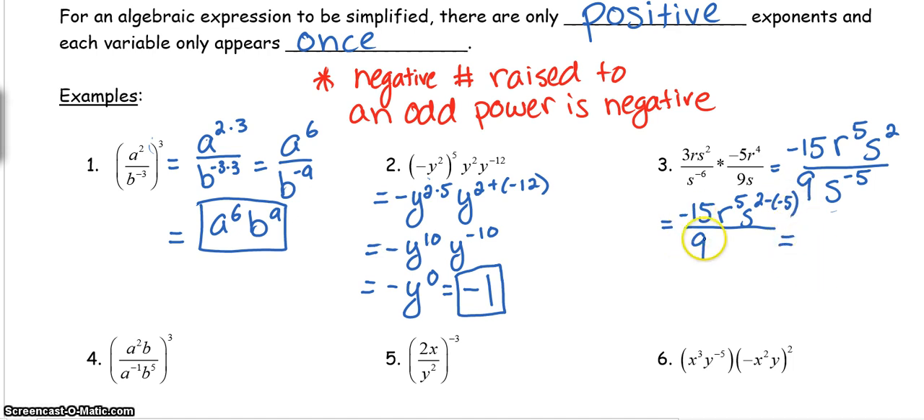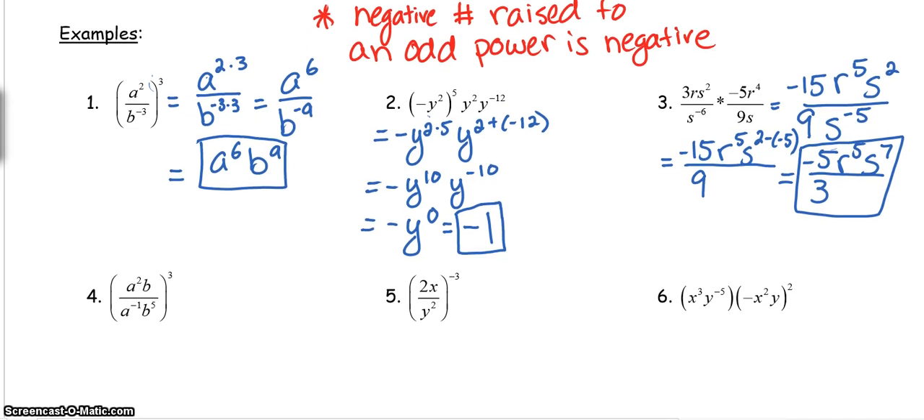So now in this step I'm going to simplify my fraction here. 15 over 9 can be reduced because they're both divisible by 3. So that would make negative 5 over 3. My r to the 5th has nothing to change. And s to the 2 minus negative 5 would be s to the 7th. And that would be my final answer.